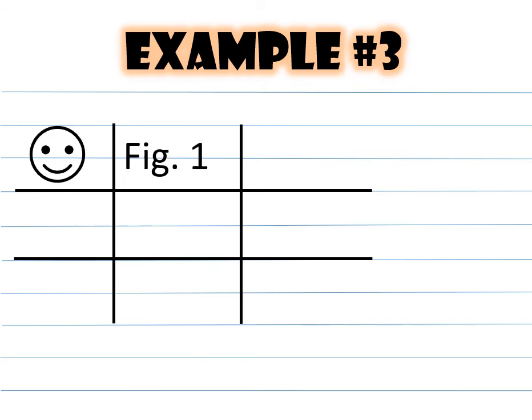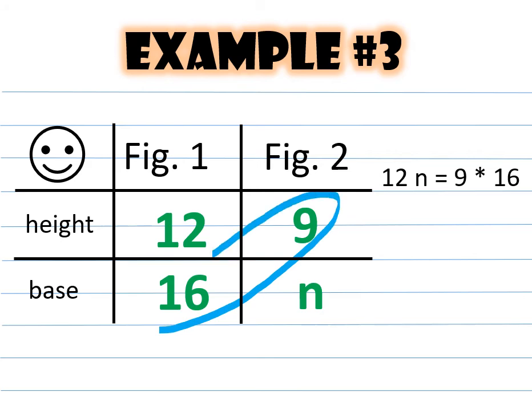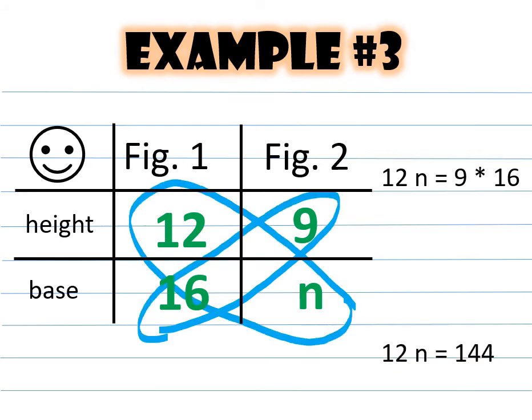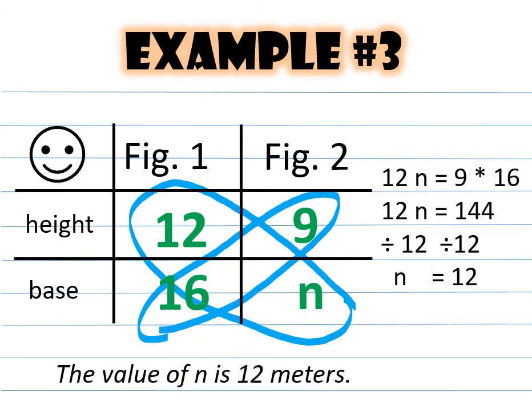All right, so we're setting up our tic-tac-toe board with figure 1 and figure 2, height and base. The height of figure number 1 is 12, and the base is 16. That was for our blue triangle, the bigger triangle. For the smaller triangle, it had a height of 9. So the base is probably going to be smaller than 16. Let's go ahead and cross multiply 16 times 9, and we're going to cross multiply 12 times n. When we multiply 16 times 9, we get 144. Next thing we're going to do is divide that by 12, and we get 12. So that means that the value of n is 12 meters.